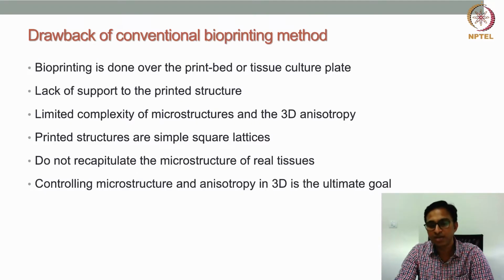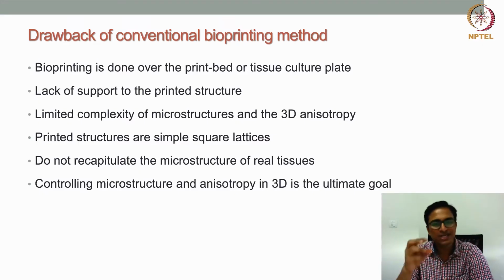And if we cannot mimic that structure, we cannot regain or re-establish the function of that particular tissue in a bioprinted construct. So that's why mimicking the microstructure and the anisotropy of the native tissue is very important. Controlling microstructure and anisotropy in 3D is the ultimate goal of all tissue engineering and all bioprinting approaches, so that we can mimic the native tissue structure and gain the function.